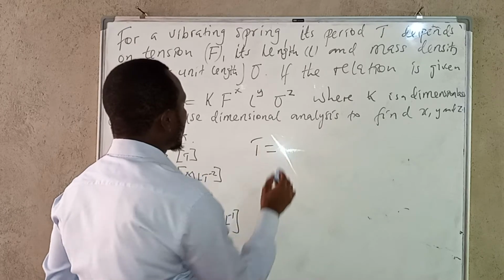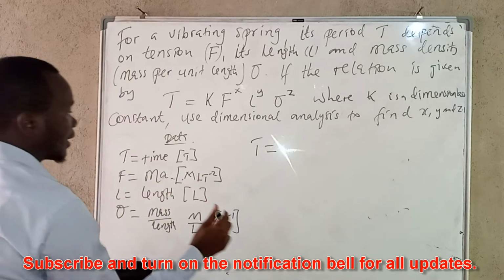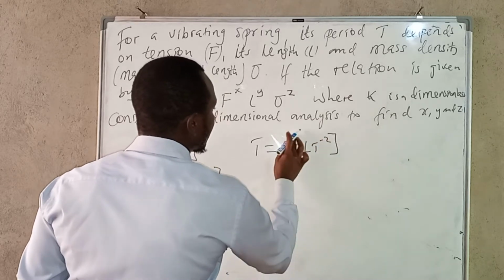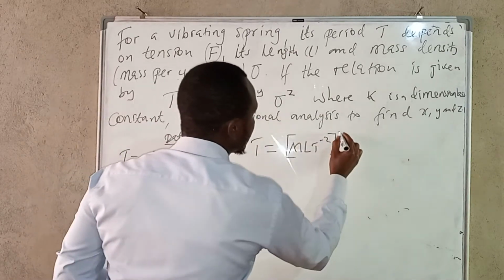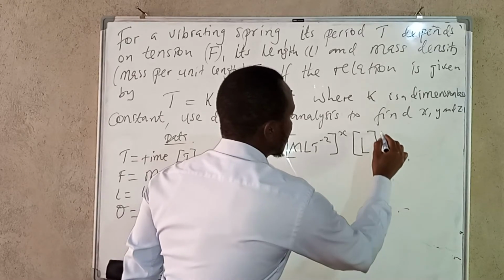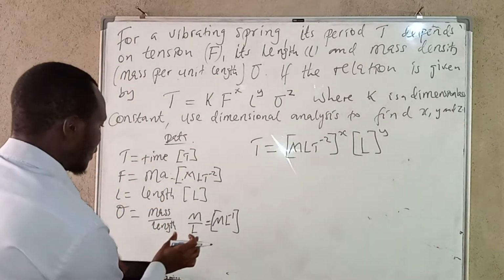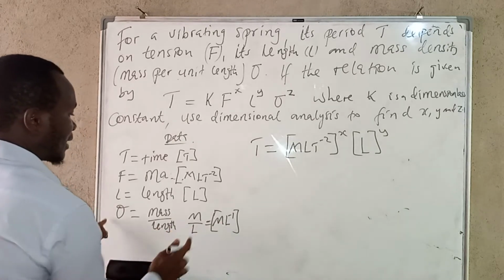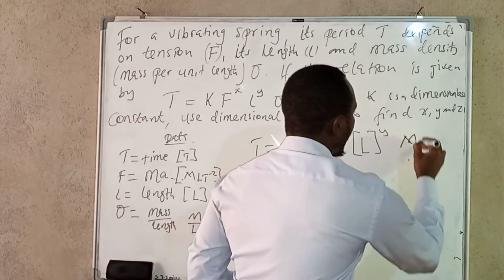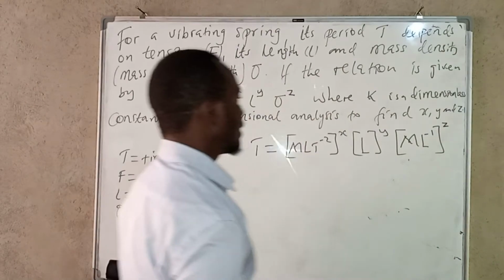So we can proceed as follows. We can say T is equal to, where there is F, we put MA, which is the dimensions, M L T to the power -2, everything to the power X. Then we have L, which is simply L, raised to the power Y. Then sigma, which is mass density, M L to the power -1, raised to the power Z.